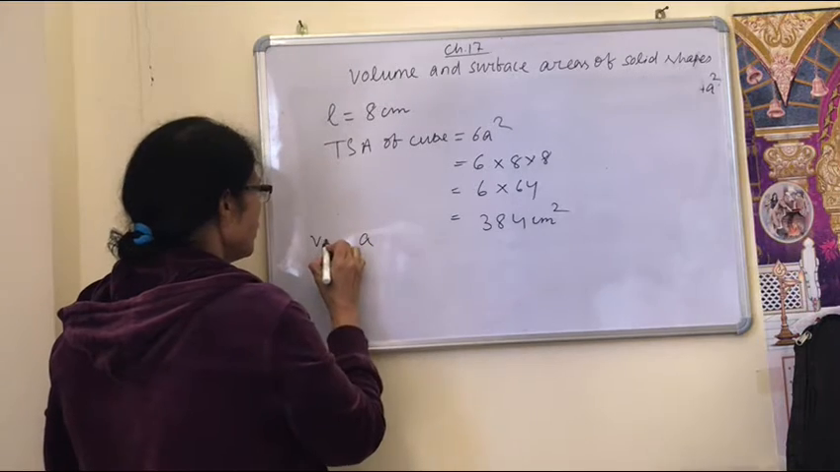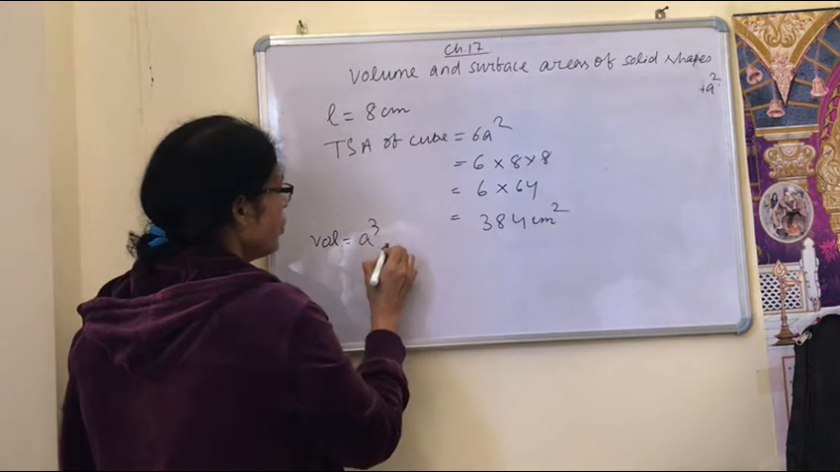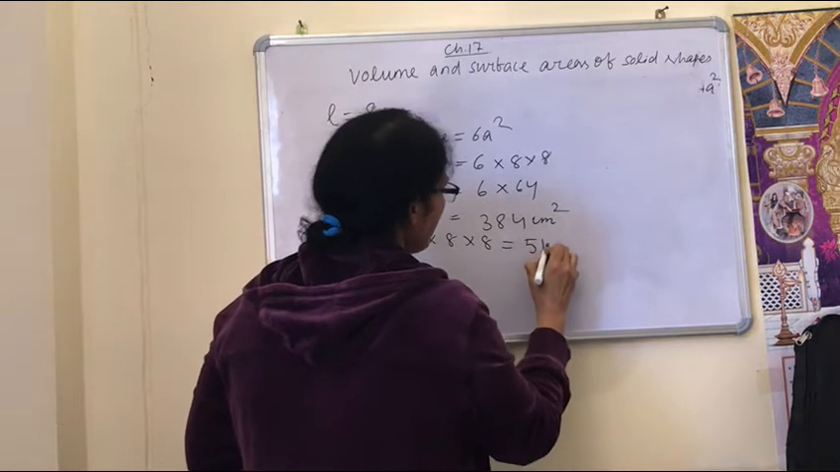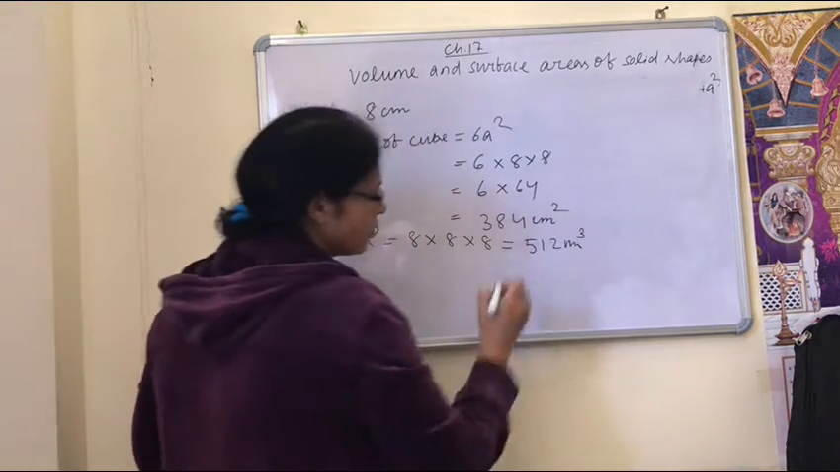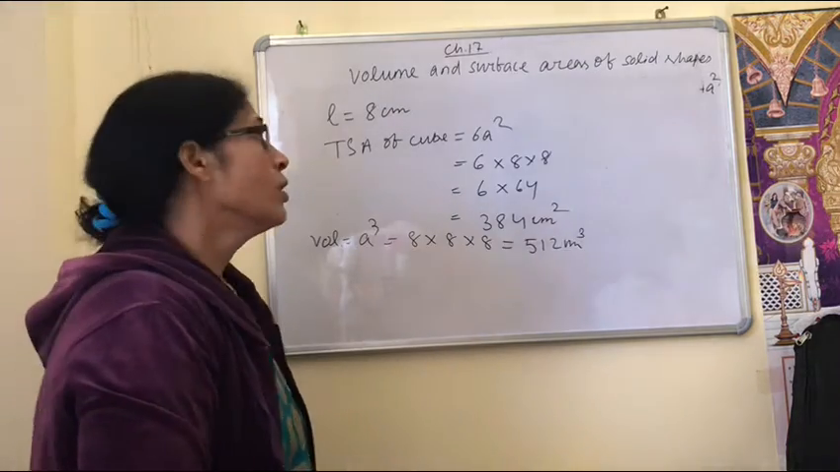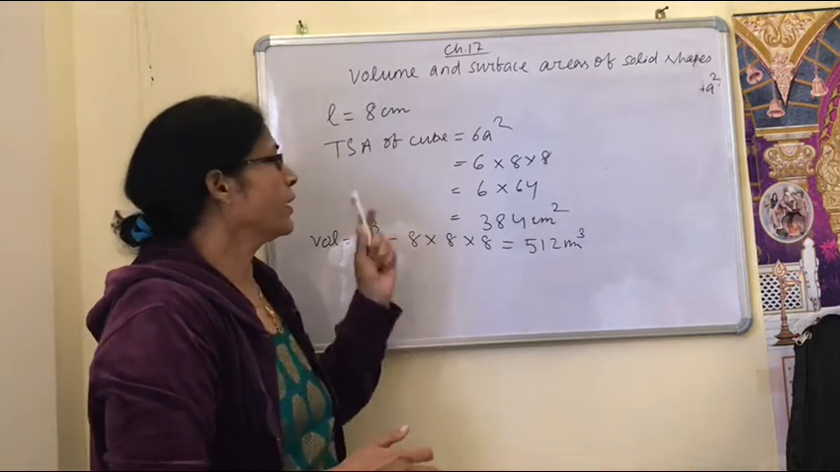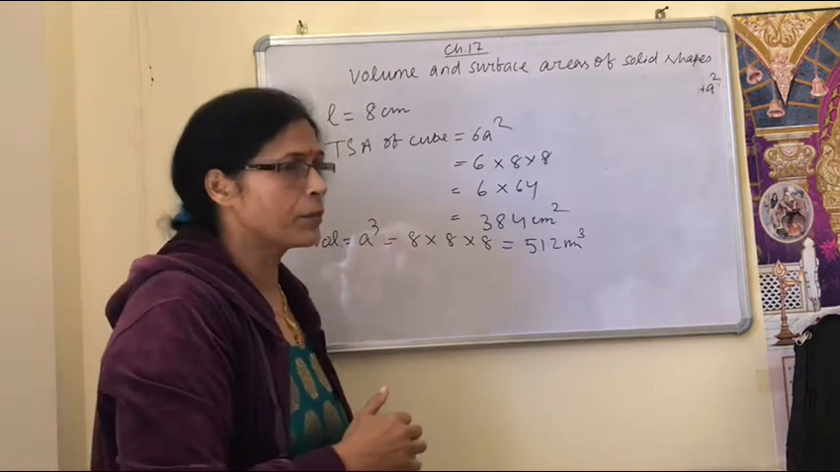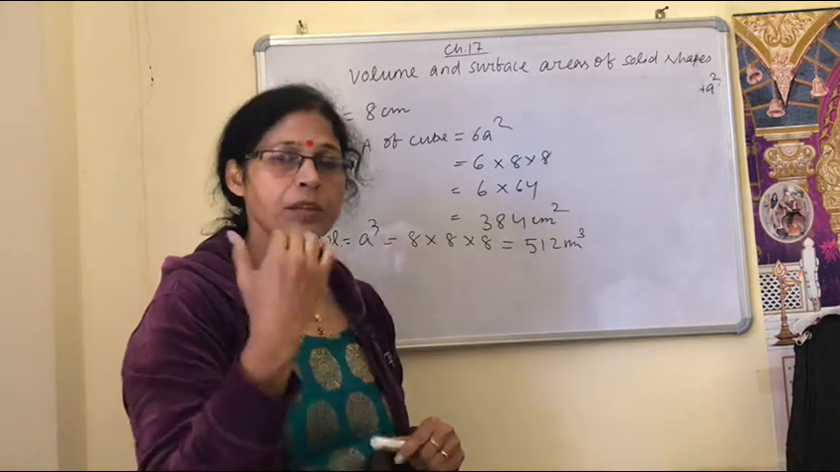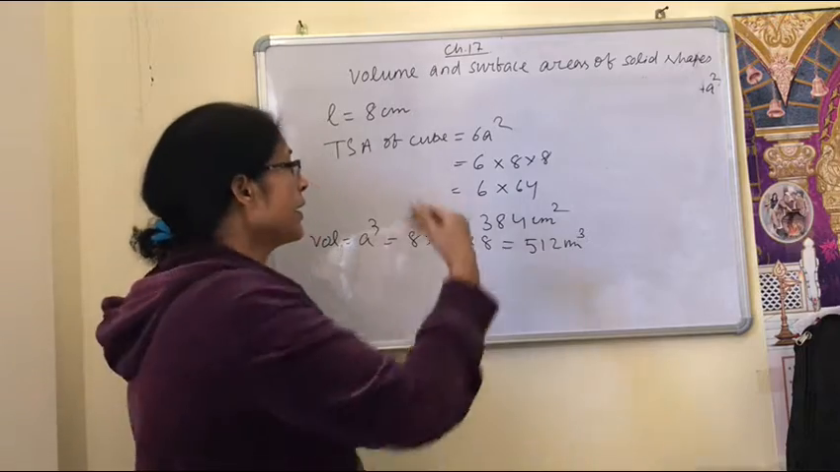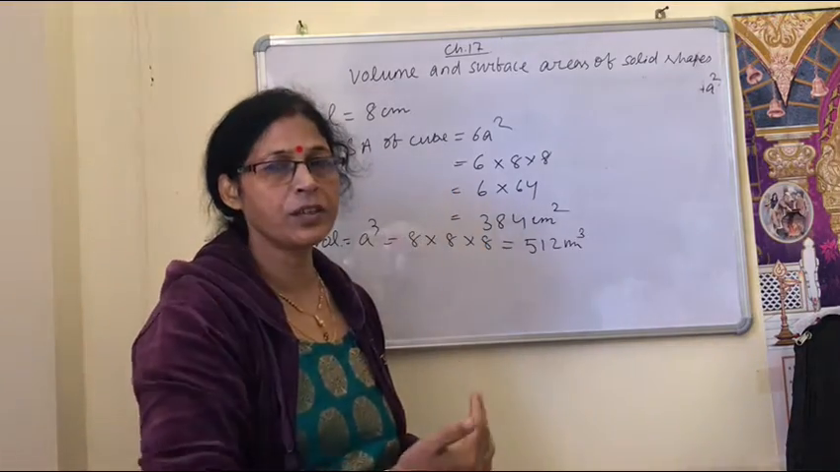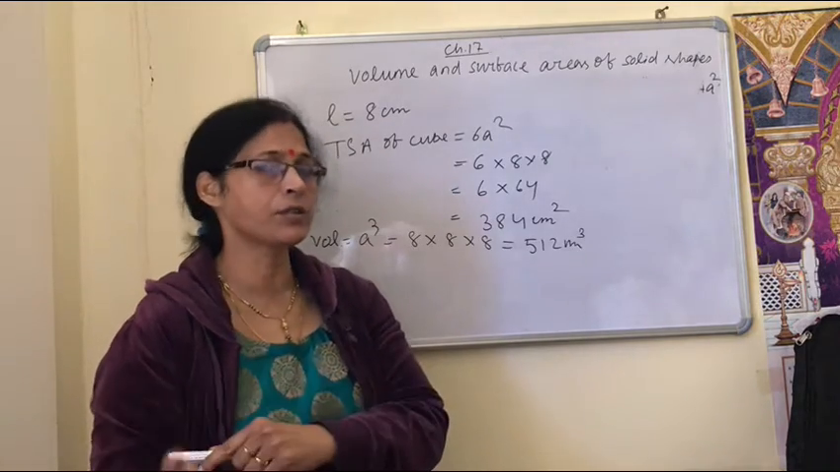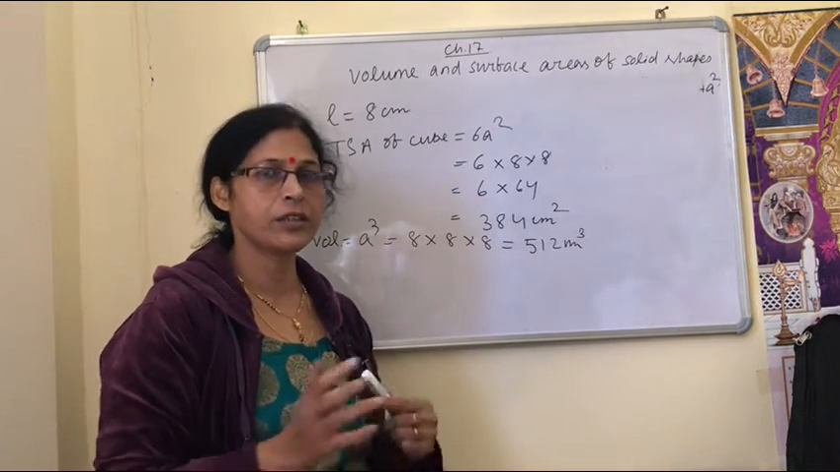If you have to find the volume, how can you find it? Volume is A cube, that means 8 into 8 into 8, which is 512 centimeter cube. Okay, this is one example. Now you have to convert the unit. Suppose in a question the length is given in centimeter and the breadth in meter, you have to convert to the same unit. After that you just multiply as needed.